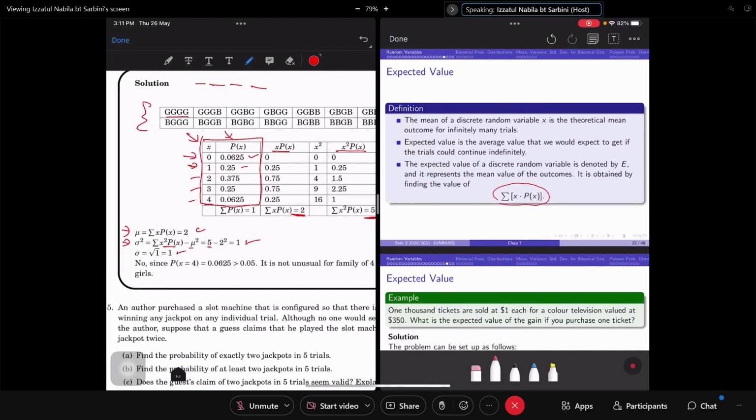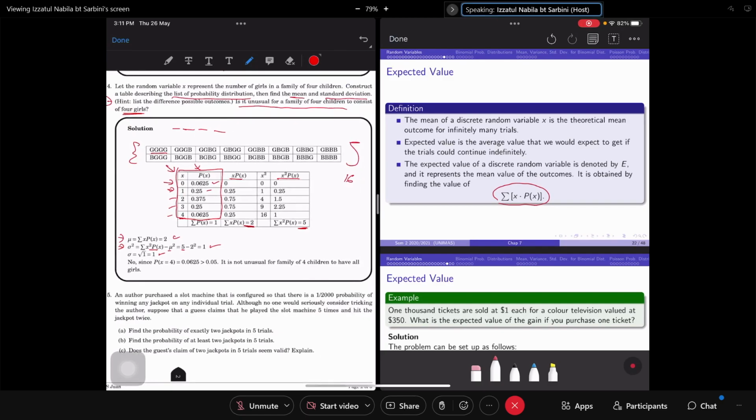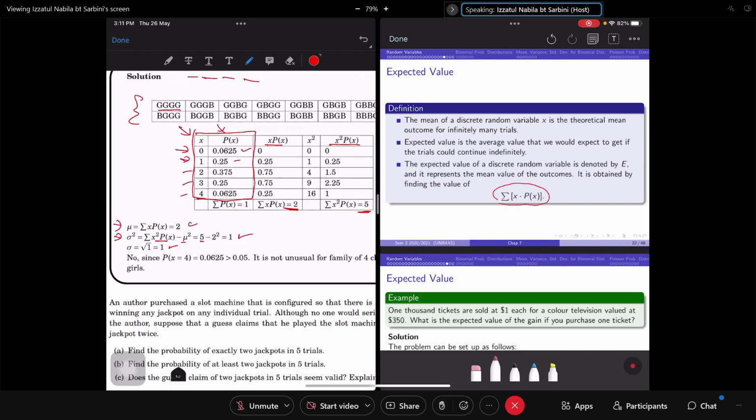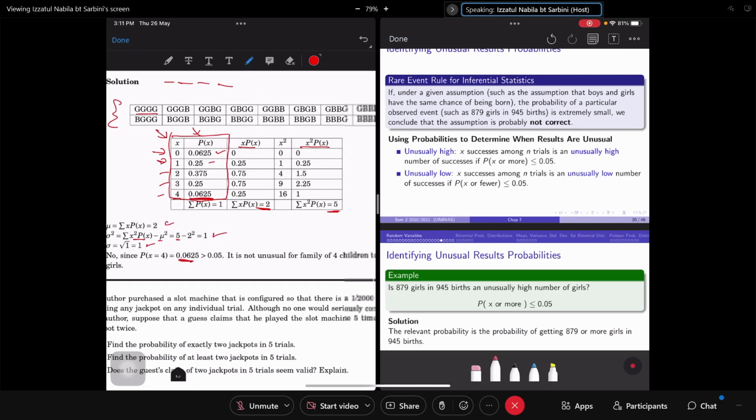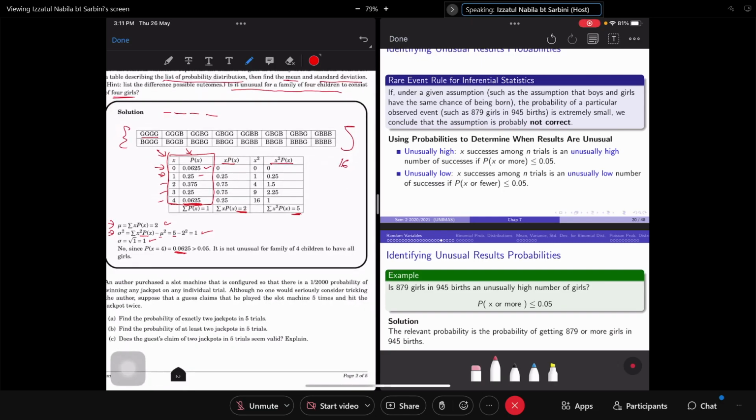Now the second question: is it unusual for a family of 4 children to consist of 4 girls? You have to look at the probability of 4 girls. When you get 4 girls, the probability is 0.0625. You have to compare it to the cutoff for unusual and usual. When it is more than 0.05, we can say that it is not unusual for a family of 4 children to have all girls. So you just compare with 0.05.